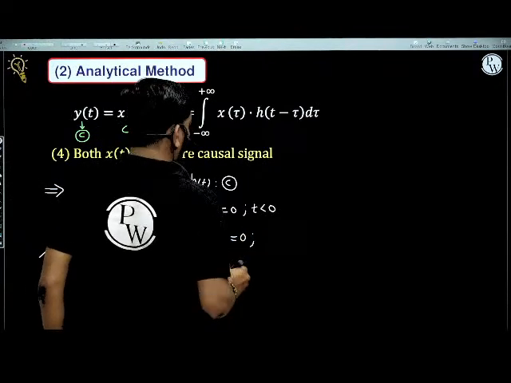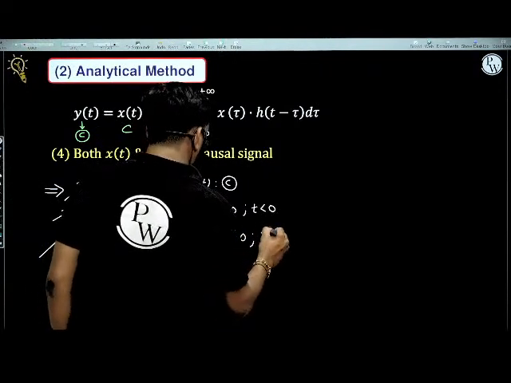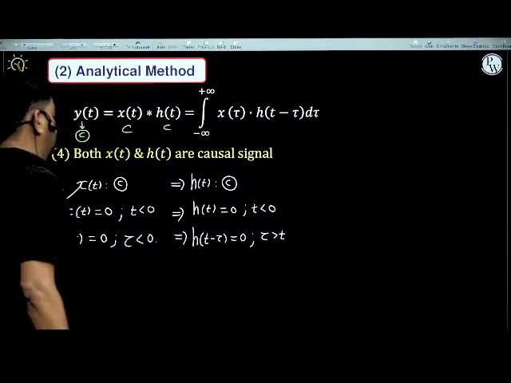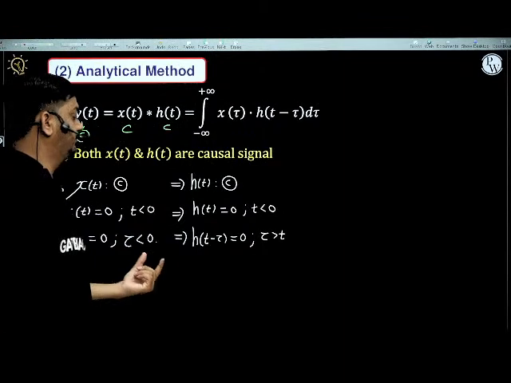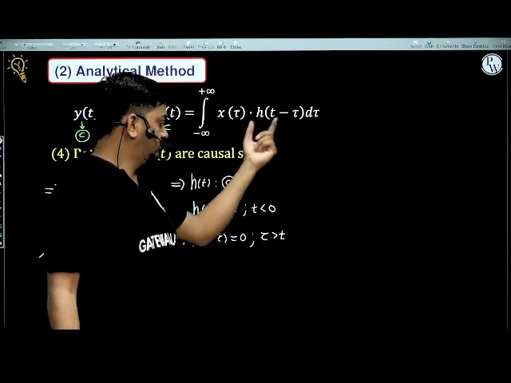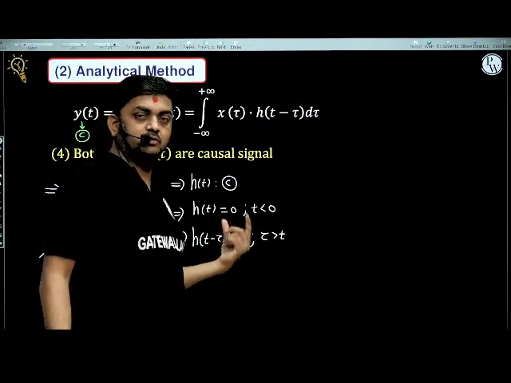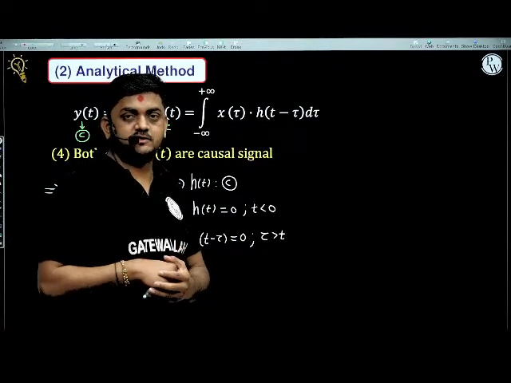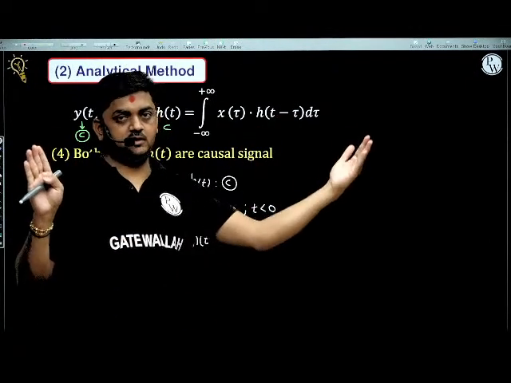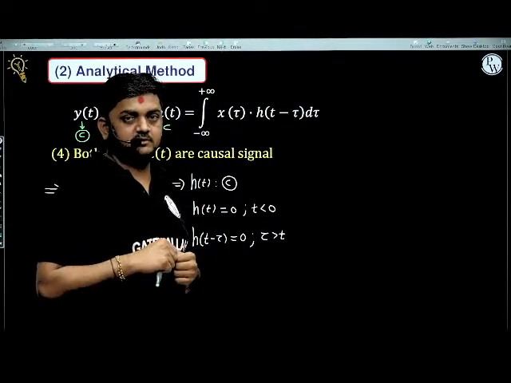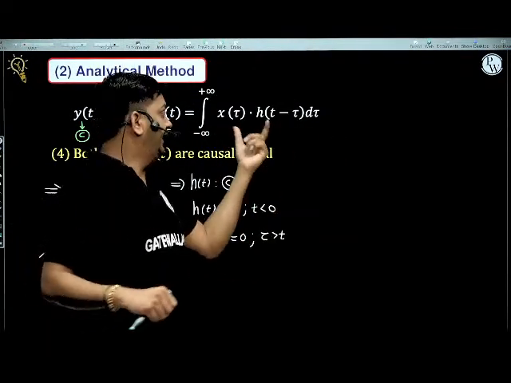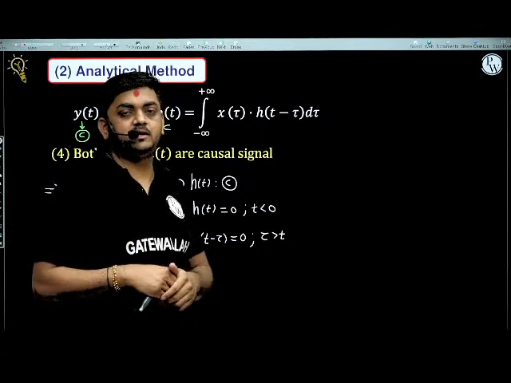It is 0 for tau greater than t. Now see, x of tau is 0 for tau less than 0, and h of t minus tau is 0 for tau greater than t. So in both the cases, the answer of integration will be 0. Less than 0, x of tau is 0, that's why answer of integration is 0. Greater than t, h of t minus tau is 0, that's why answer of integration is 0.